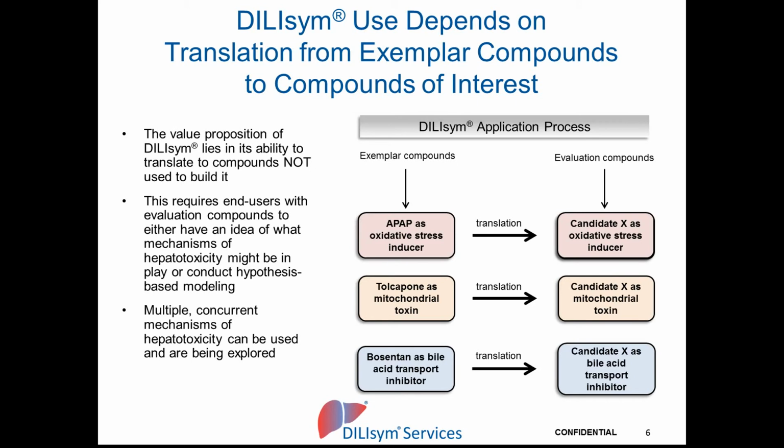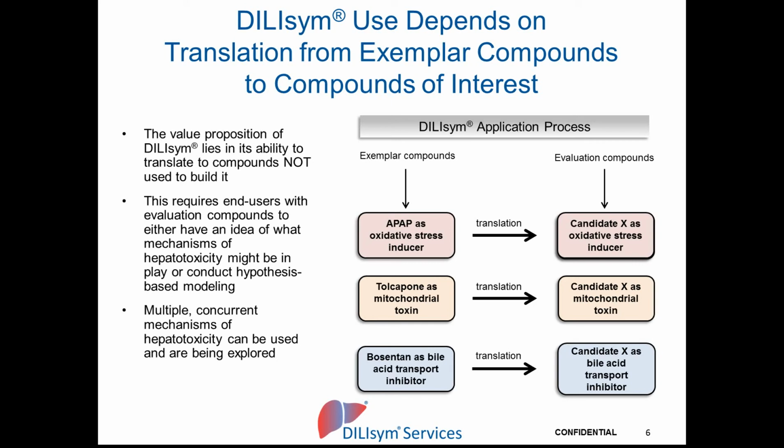So I'd like to expand a little bit on the use of the exemplar compounds. Again, the value proposition of DILIsym really lies in the fact that we can link an unknown or relatively new drug, i.e. candidate X, mechanistically to be comparable to these exemplar compounds. The diagram more or less illustrates this. So we have acetaminophen, tolcapone, and bosentan as exemplar compounds, and the three categories listed on the left.